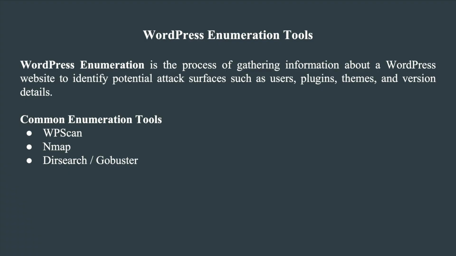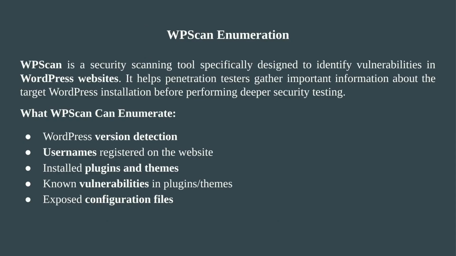These tools help testers identify the WordPress version, installed plugins, exposed endpoints, and other potential attack surfaces. These are the common enumeration tools: WPScan, DirSearch, and GoBuster. WPScan enumeration: WPScan is a specialized security tool designed for WordPress vulnerability scanning.